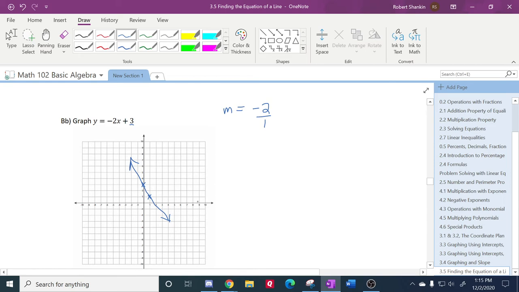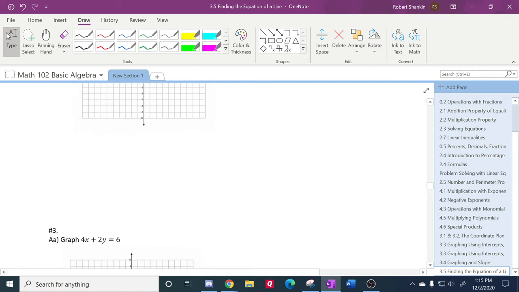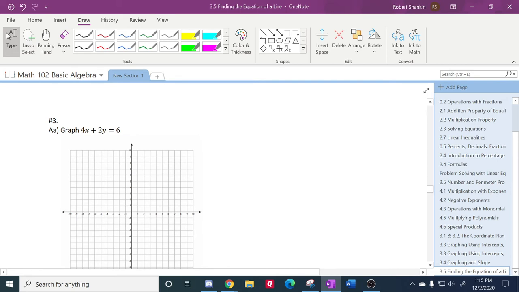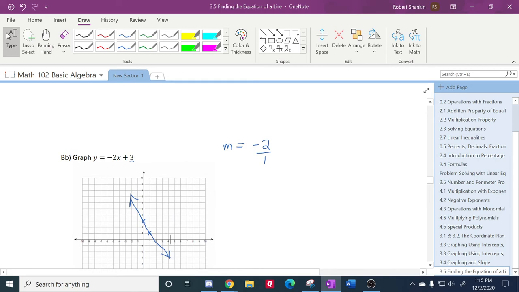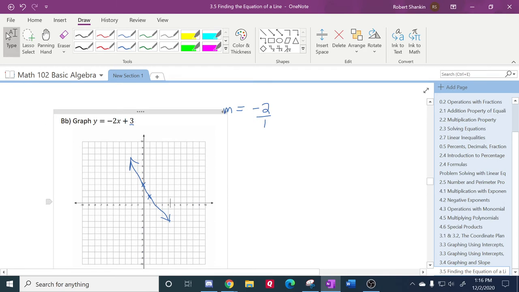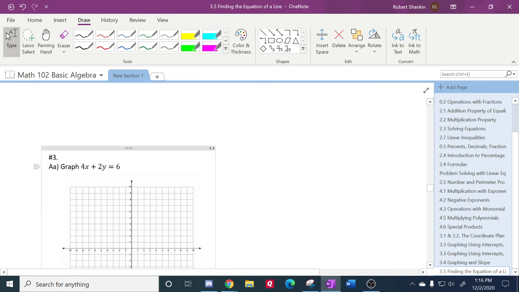So first thing is always the y-intercept. Next, make a fraction out of the slope and do the rise and the run. All right, do it again. But this one isn't in y equals mx plus b form. So it's got to be in this form for us to do it. If it's not in this form, you can't do it.